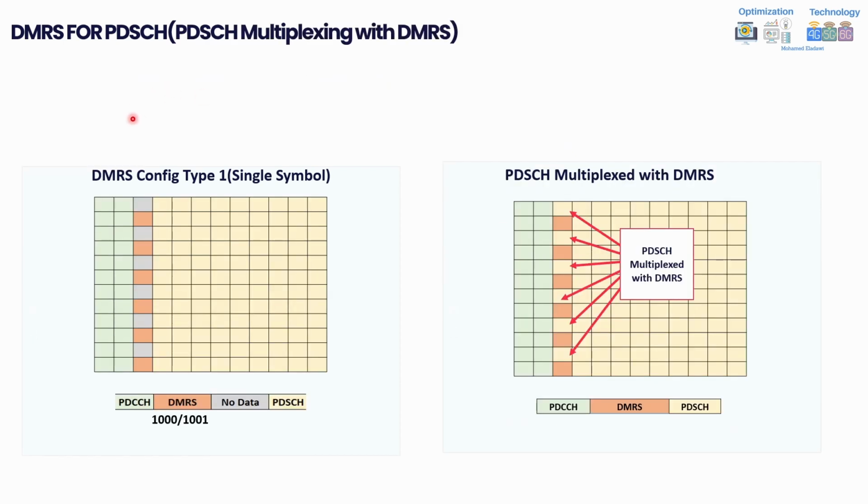Now moving forward to the next parameter or feature used for DMRS for PDSCH, called PDSCH Multiplexing with DMRS. What does this mean? Assume the previous example we highlighted: a single user MIMO using 2 antenna ports, receiving rank 2, and using every second resource element. However, the remaining resource elements are not being used and no data is being transmitted there. So these resources are not actually utilized. In this case, we need to utilize them, so you can enable PDSCH multiplexing with DMRS.